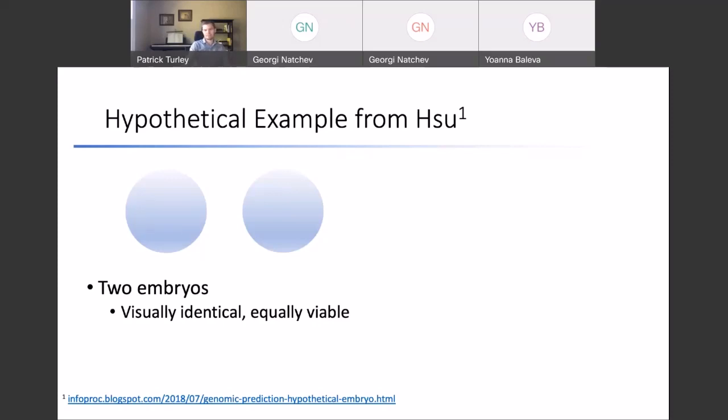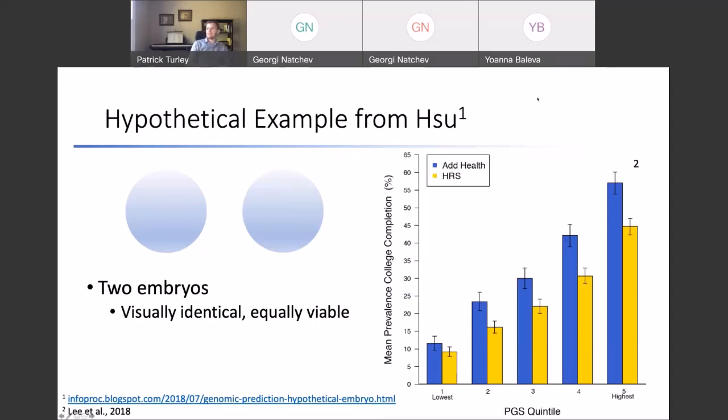There's no reason just visually why we might expect one embryo to be more likely to result in a successful birth than the other. And then he said, well, here's this paper that came out in 2018 where they created a polygenic score for educational attainment. And in this paper, they split their sample into the bottom 20% of individuals who have the lowest educational attainment polygenic score, and the top 20% of individuals with educational attainment polygenic scores. And they looked at the fraction of people who have completed college in the different quintiles of polygenic score risk.